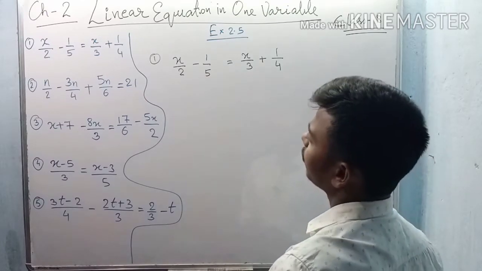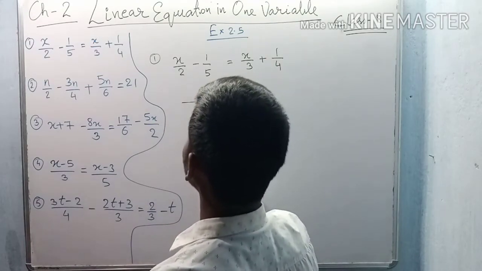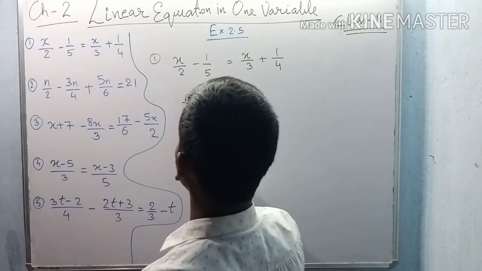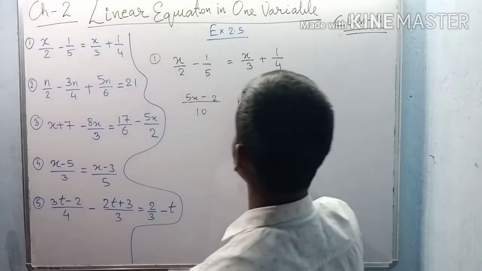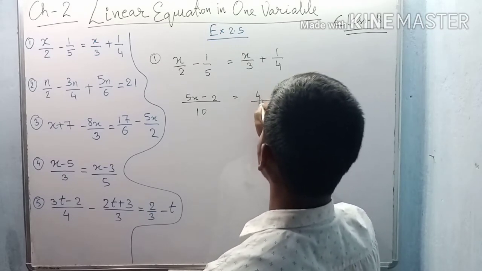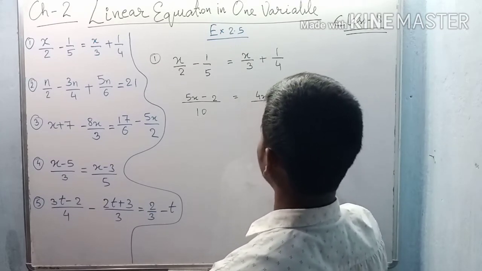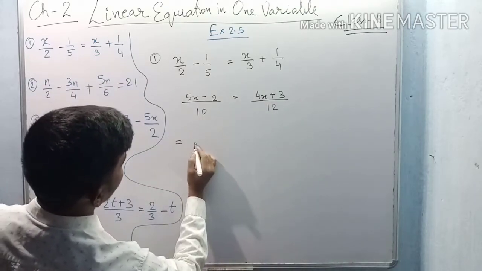Simple. So we will take the LCM on both sides. The LCM of 5 and 2 will be 10. 2 fives are 10. So 5x minus 5 twos are 10, so 2 into 1 is 2. On this side, 4 threes are 12. So 4x here and here will be 3. So 5x minus 2 is what it will be.